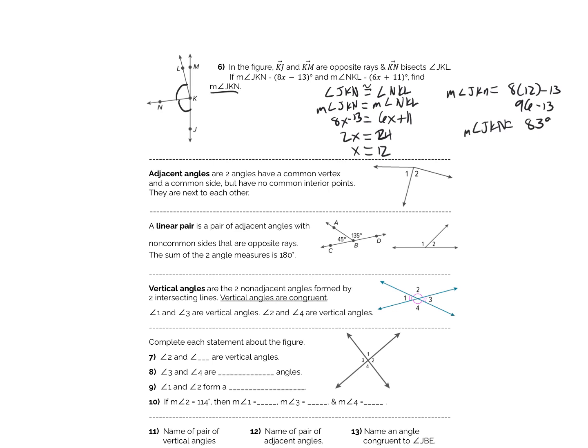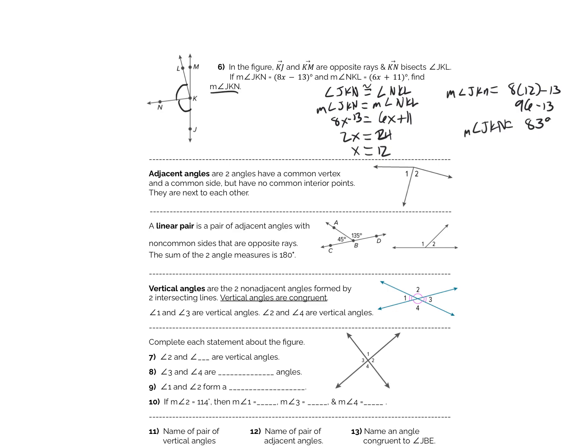A linear pair is a special kind of adjacent angles with non-common sides that are opposite rays. The sum of the two angle measures is 180 degrees. Okay, so in this picture, 45 plus 135 equals 180. You can see that angle CBA and angle ABD combine to make a straight line or opposite rays from ray BC and ray BD.